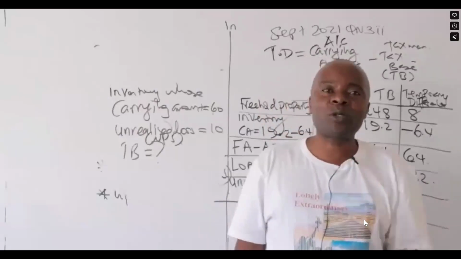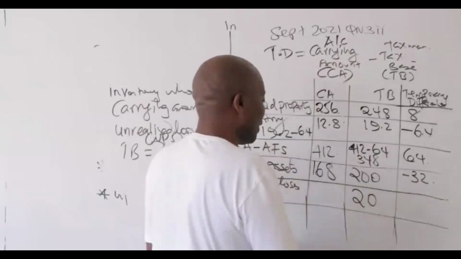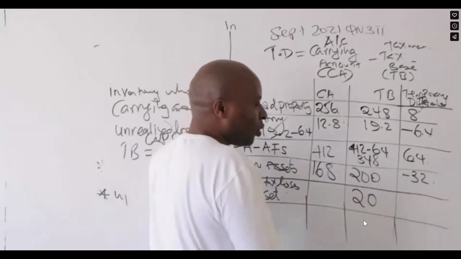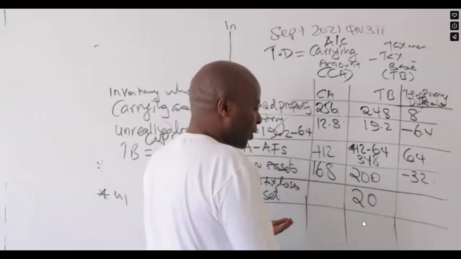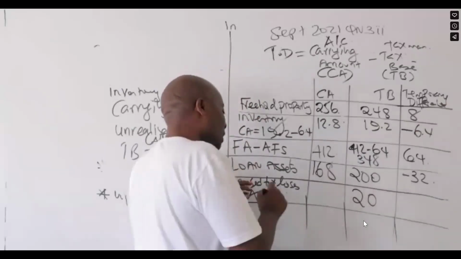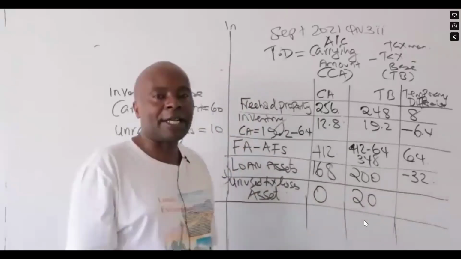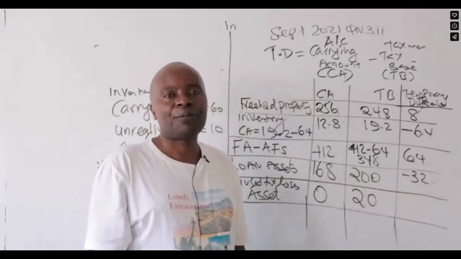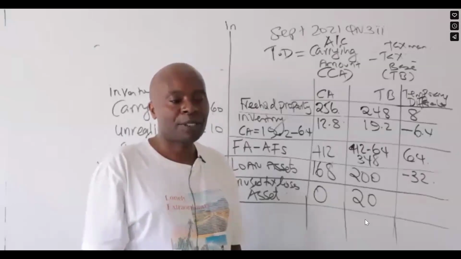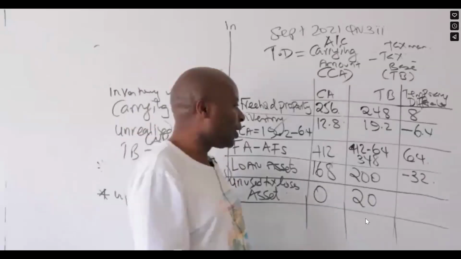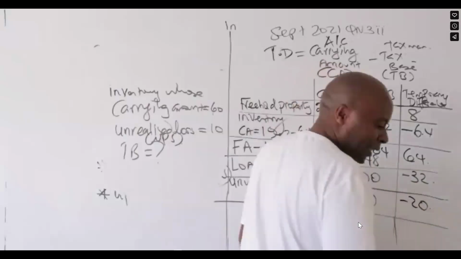For us as accountants, ladies and gentlemen, such an asset will not exist in our world. You made losses, I mean, you did that accounting a long time ago. You finished that business. So in this case, for the unused tax losses asset, the carrying amount shall be 0. So now this gives me minus 20.